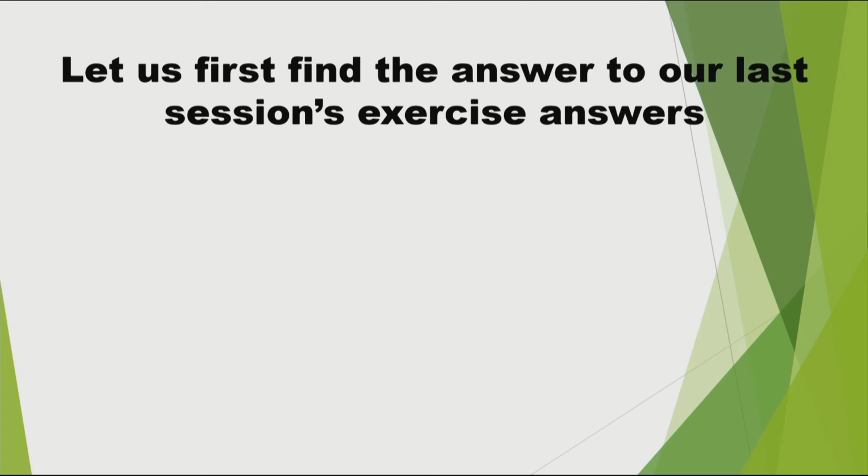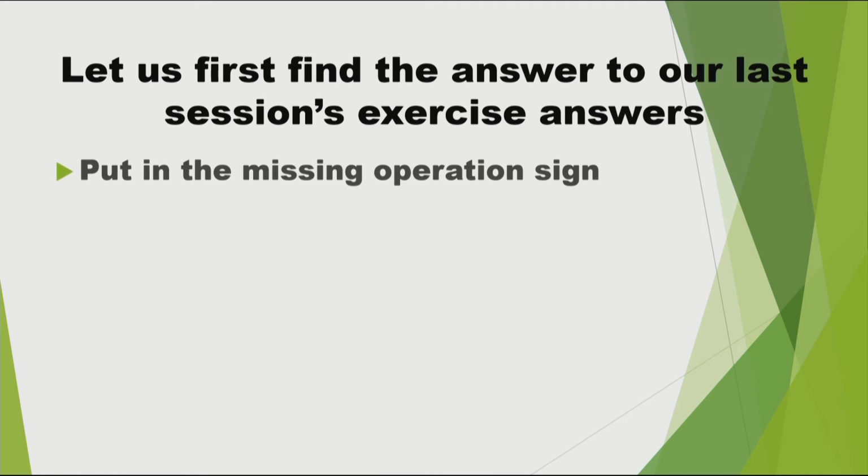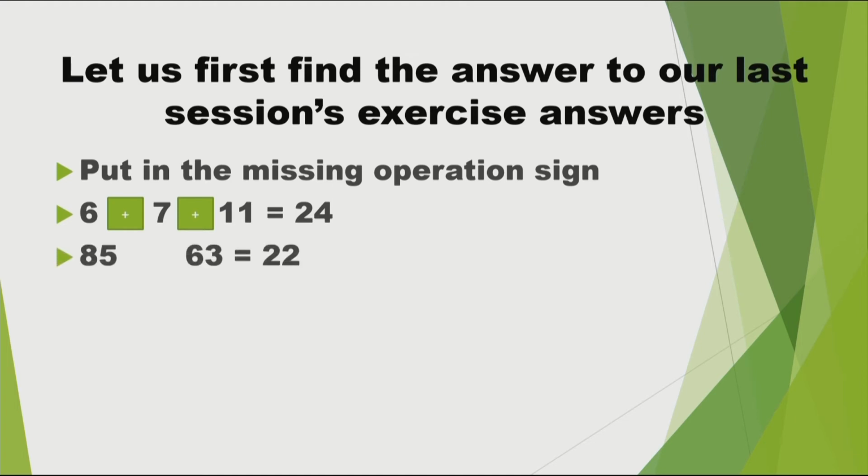Do you remember? I gave you some homework before I left the last time. Put in the missing operation sign. Now, you had 6 blank 7 blank 11 equals 24. So, what operation sign will we put in there? 6 plus 7 plus 11 equals 24. The second one was 85 blank 63 equals 22. The answer is the subtraction sign.